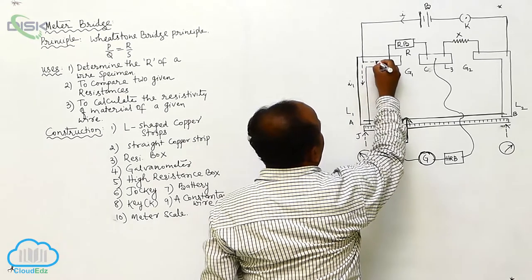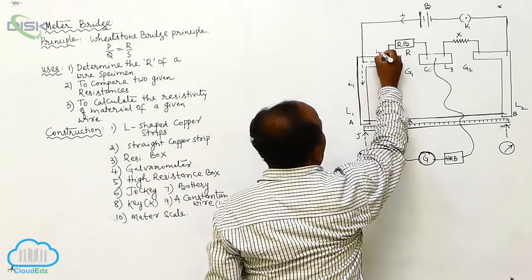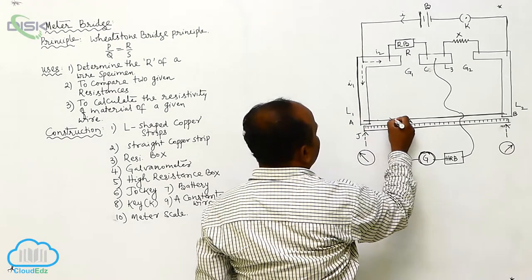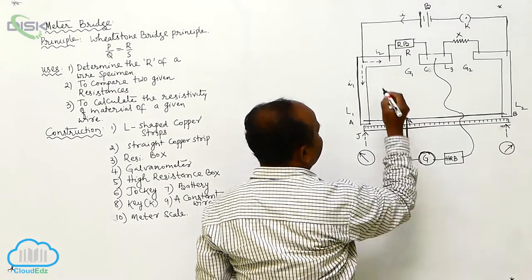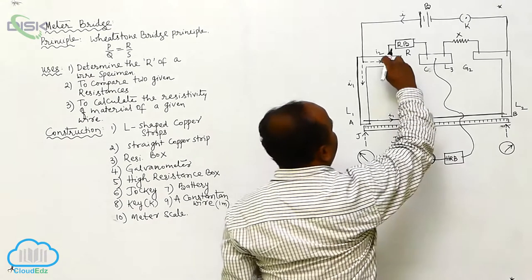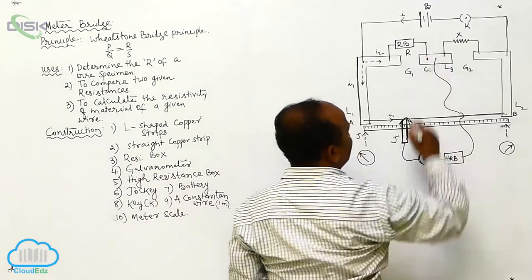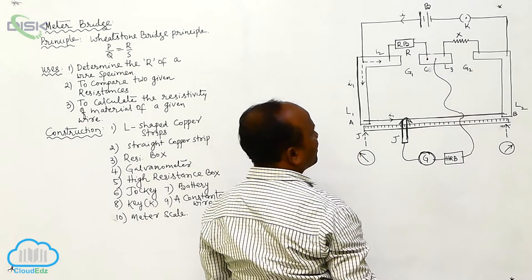Now the current is going to divide. What is there? I2, right? Whatever the current, here I1 is passing like this. Next, here, I2 current reaches here, right?